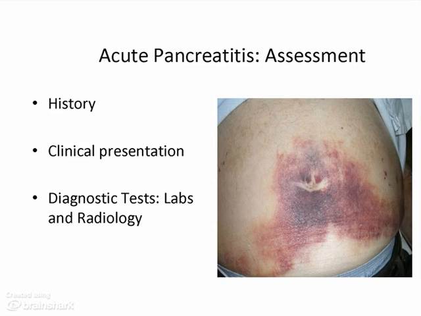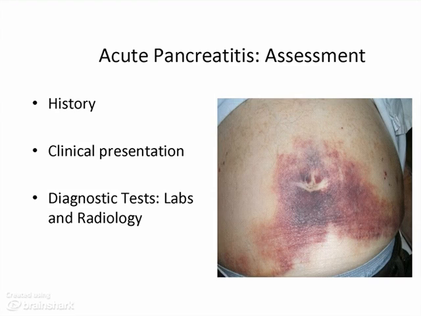They can also develop a bluish-gray discoloration around the umbilicus, like there is on this slide, which is called Cullen's sign, or that same discoloration in the flank area, which is known as Turner's sign. Their position of comfort is often either in the fetal position or sitting upright and bending forward.